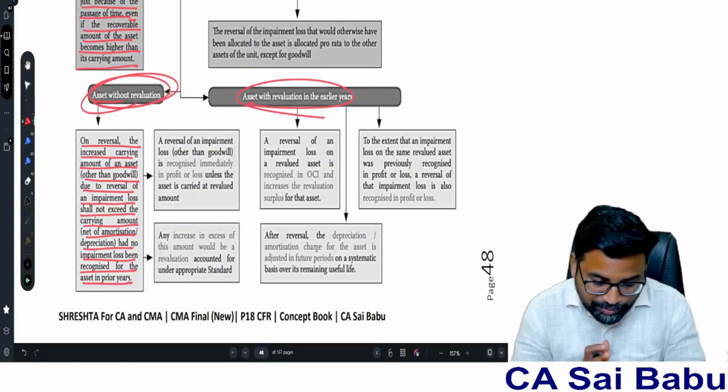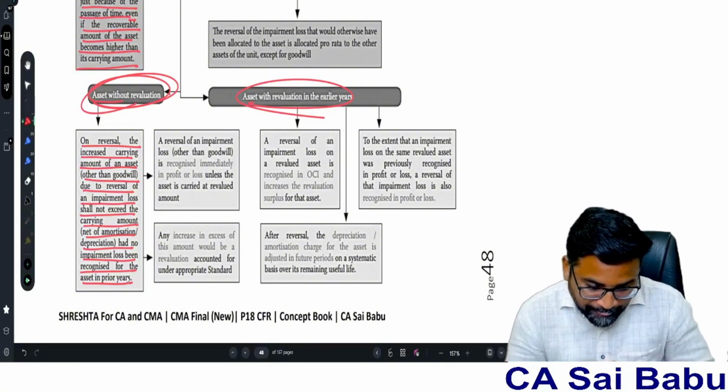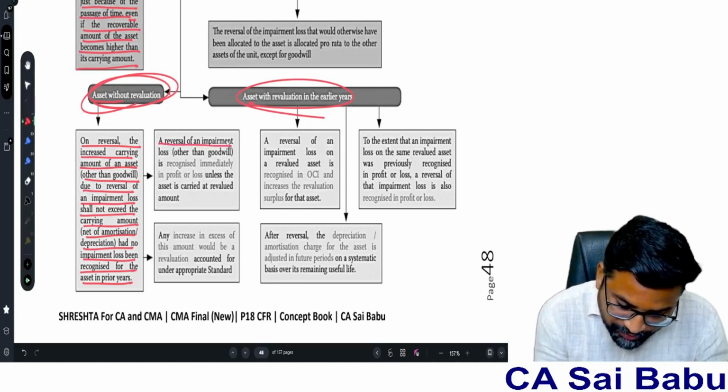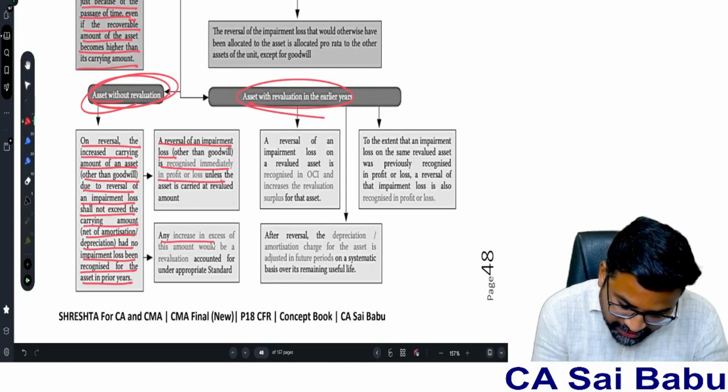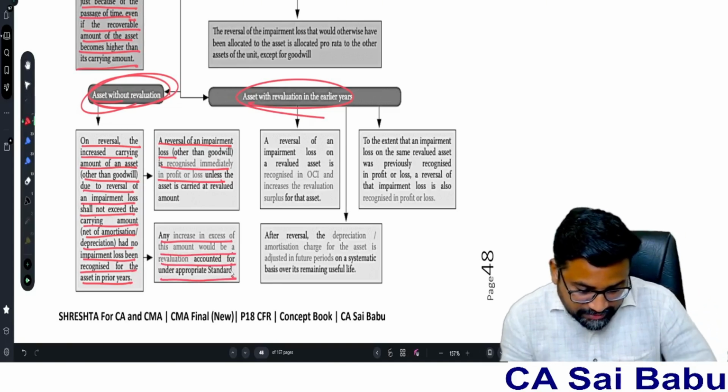I am going to give you one practical example. So a reversal of impairment loss is recognized immediately in P&L, and any increase in excess of this amount could be revaluation accounted for under the appropriate standard.